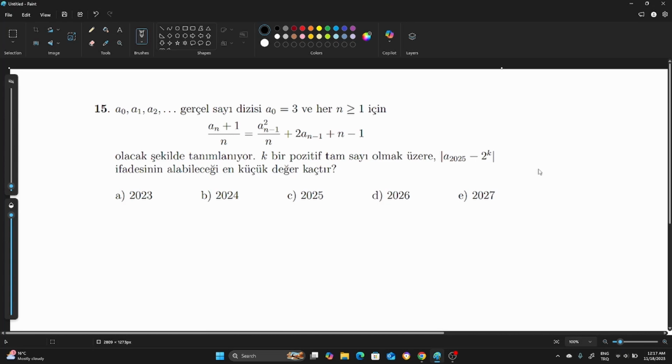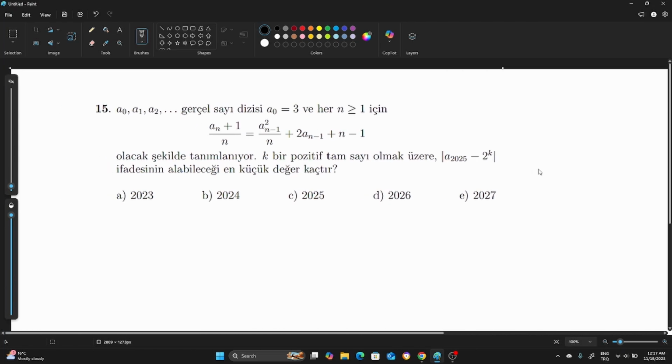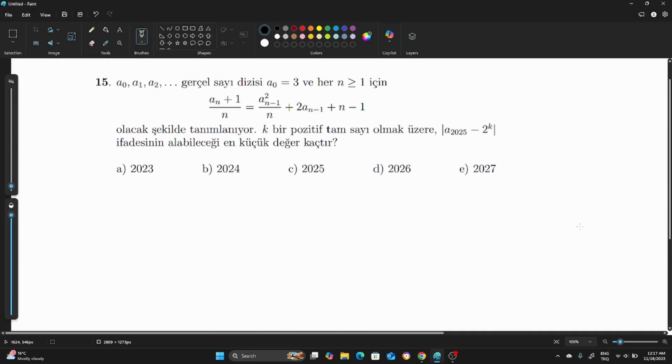Hi, so I want to solve this Olympiad question that was asked in 2025. This is from Turkish Olympiads, and I'm gonna translate the question into English. So we have a0 equals 3. So this is a series a0, a1, a2. We know that a0 equals 3, and is greater than or equals to 1, and we have this satisfied. And we are asked that we want to find the smallest value of this for some k, smallest value.